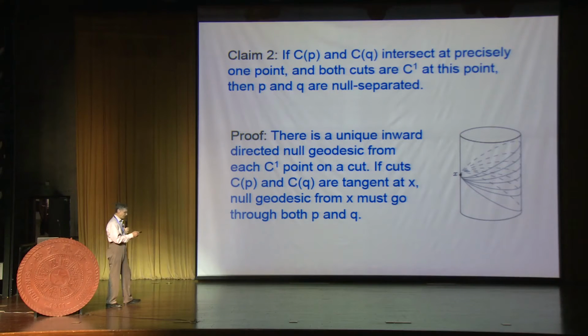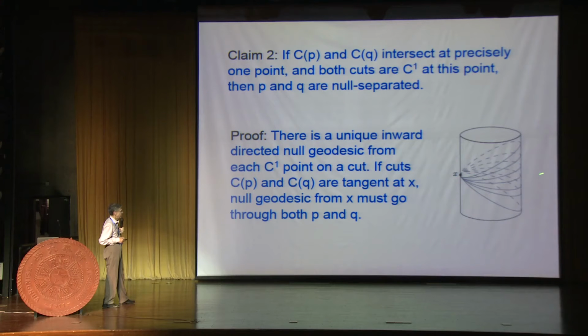Another result that we're going to need is that if two cuts, C of P and C of Q, intersect at precisely one point, and both cuts are differentiable at that point, so we're not sitting at a cusp or a caustic, then the two points in the bulk must be null separated. The idea of the proof is just that there's a unique orthogonal inward-directed null geodesic from each smooth point on a cut.